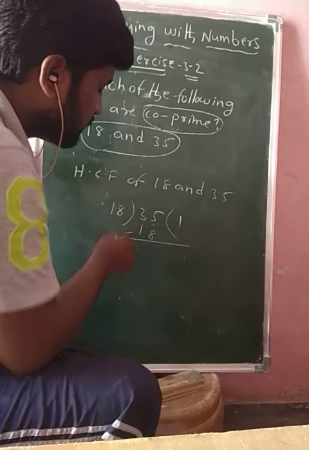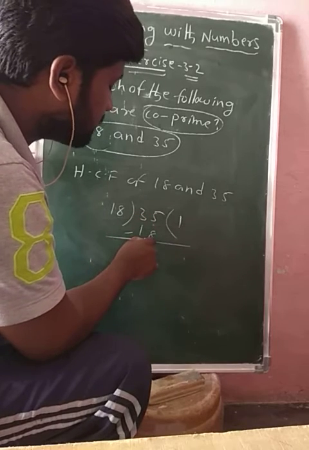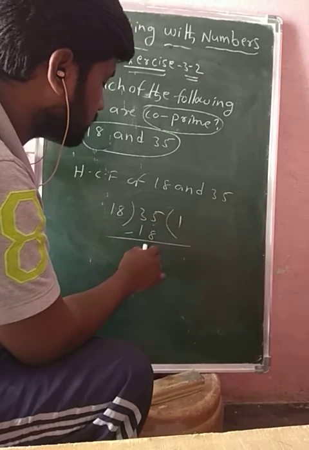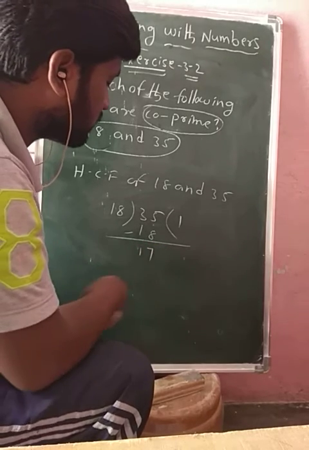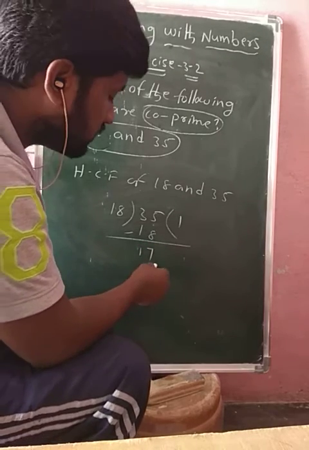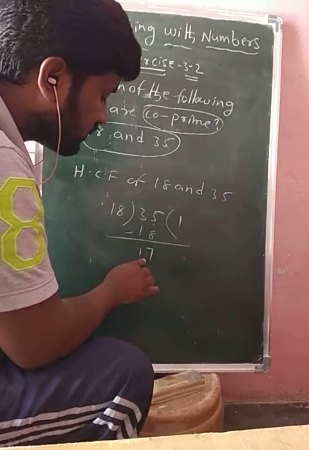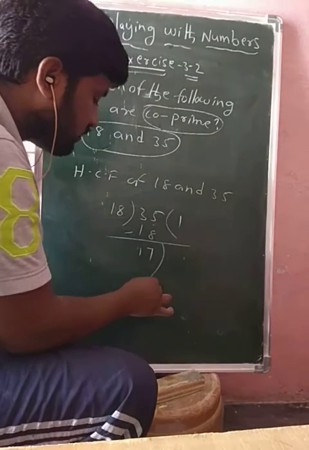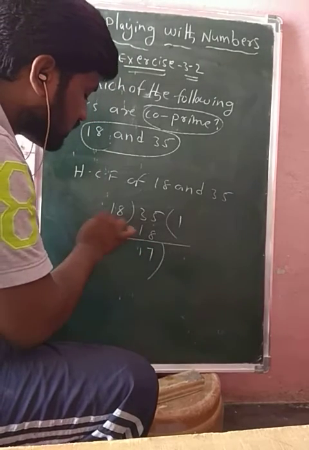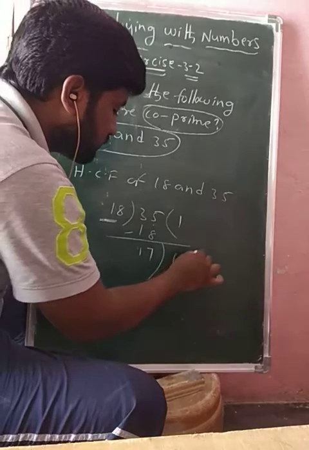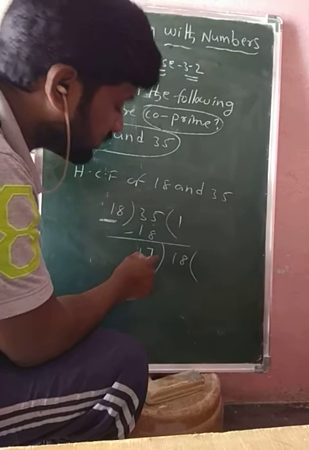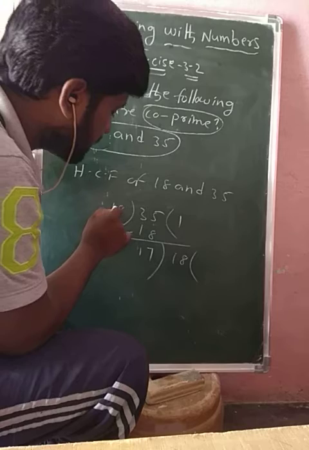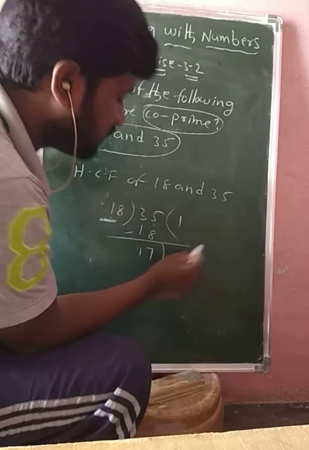Subtraction. 35 minus 18 means, that is 17. Again, here 17 is a remainder. It acts as a divisor, and the divisor 18 acts as a dividend.